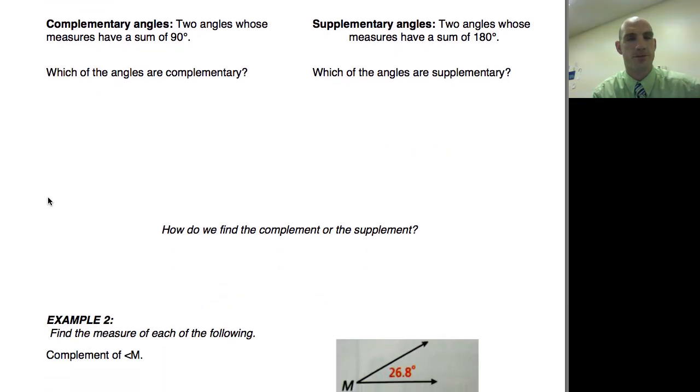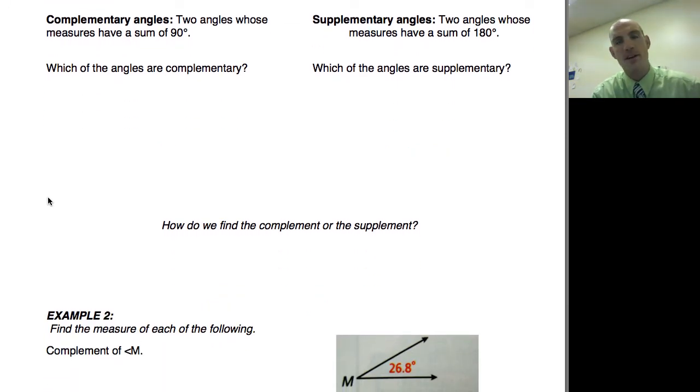Special relationships in angles. Complementary and supplementary. Complementary angles are two angles that have a sum of 90 degrees. Supplementary angles are two angles who have a sum of 180. I remember it like this.